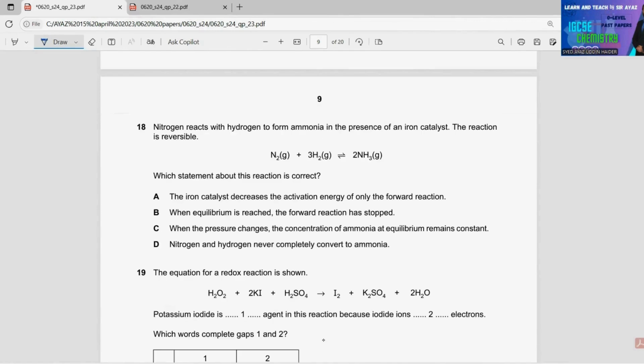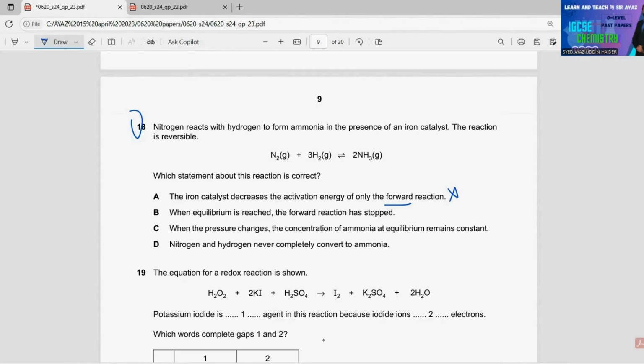Moving to next MCQ, which is 18. Nitrogen reacts with hydrogen to form ammonia in the presence of an iron catalyst. The reaction is reversible. Here's the reaction equation. N2(g) plus 3H2(g) reversible sign 2NH3(g). Which statement about this reaction is correct? A, the iron catalyst decreases the activation energy of only the forward reaction. But it does not only decrease the activation energy of the forward reaction, it will decrease the activation energy in both the directions. So this statement is incorrect.